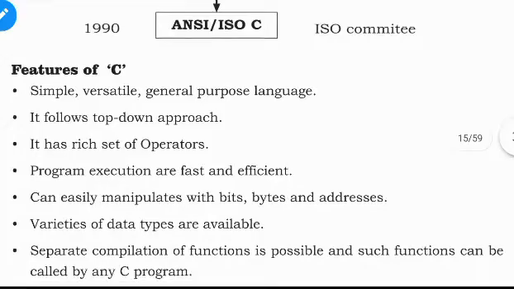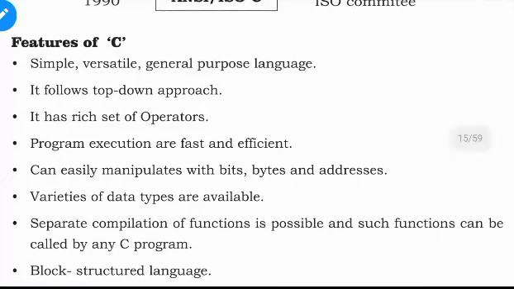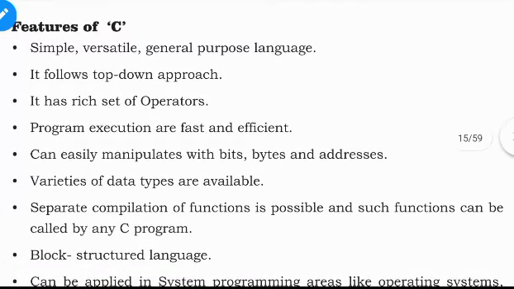Now we are going to see the features of C language. First, it's a simple, versatile, general purpose language. It follows a top-down approach. As I already told you, like an algorithm, from top to bottom, one by one it will be executed. So, top-down approach. It has a rich set of operators. Many operators are present in the C language.